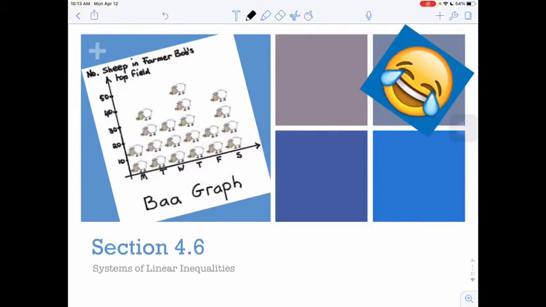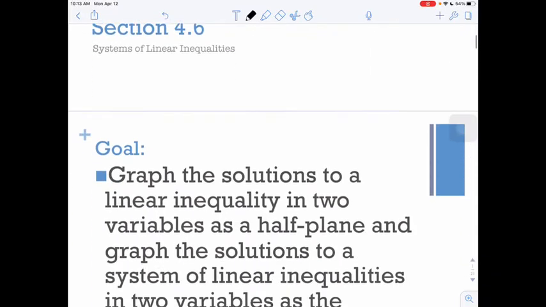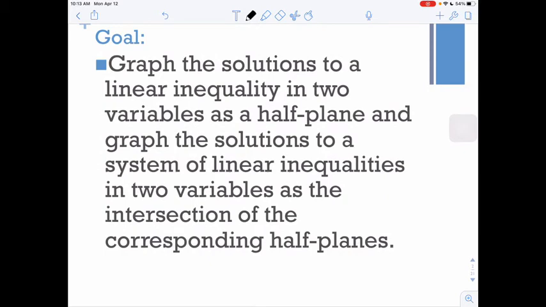Section 4.6 is systems of linear inequalities. Our goal is to graph the solutions to a linear inequality in two variables as a half-plane and graph the solutions to a system of linear inequalities in two variables as the intersection of the corresponding half-planes.